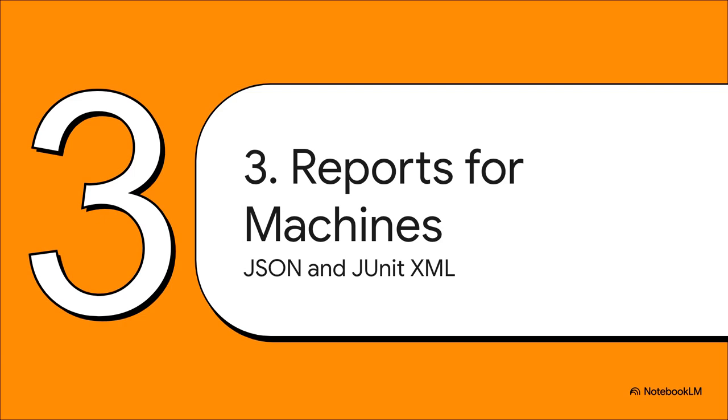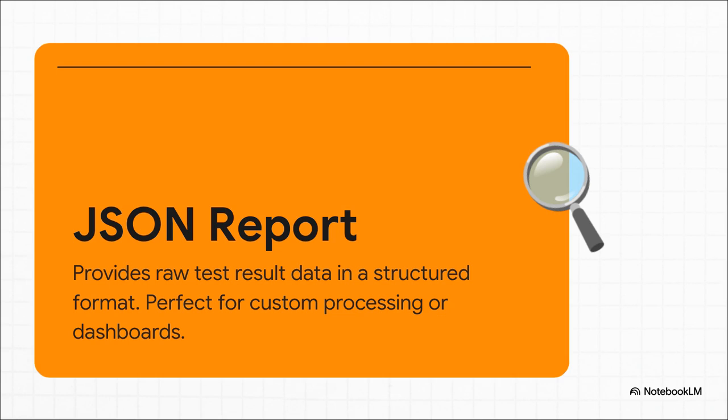A report for humans is awesome, but now let's make reports for machines. This is where we unlock a whole new level of automation and integration with other tools in our toolchain. Now, a JSON report is not meant to look pretty. In fact, it's just raw data, but that's its superpower. It contains every single detail of your test run in a structured way that other programs can easily read. This makes it perfect for feeding into custom dashboards or running analysis scripts.